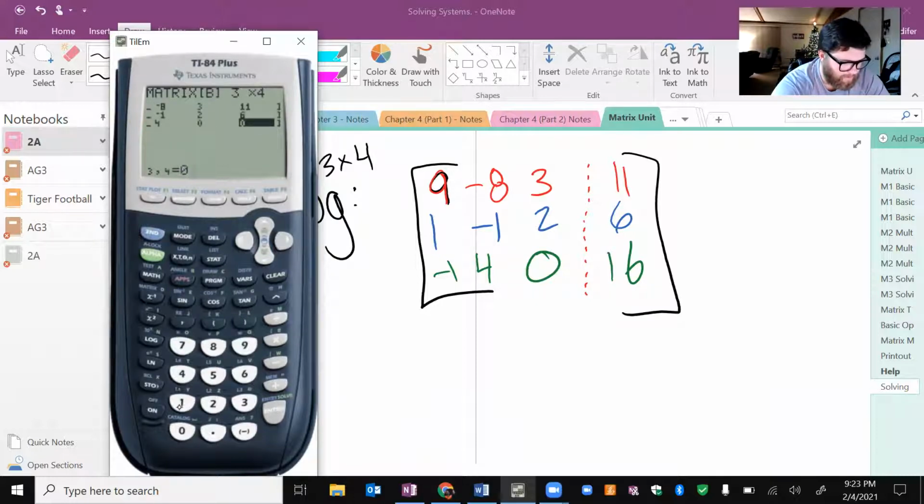I can just hit enter again. Okay, and then 16. Okay, double check if we did that correctly. Yep. Right side of my equal sign is fine. 3, 2, 0, -8, -1, 4. Beautiful. 9, 1, -1. Good. Okay, now we hit second quit to get out of there.